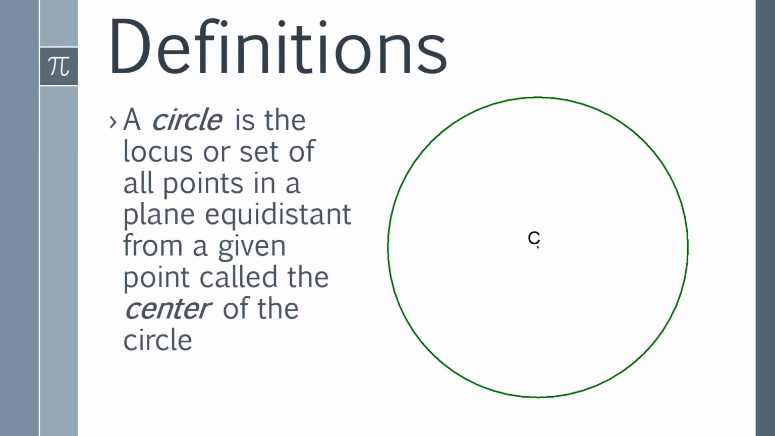Okay, so first we want to do a definition. A circle is the locus, or set, of all points in a plane equidistant from a given point called the center of the circle. So the center of this circle is point C, and all the points in green are equidistant from C.